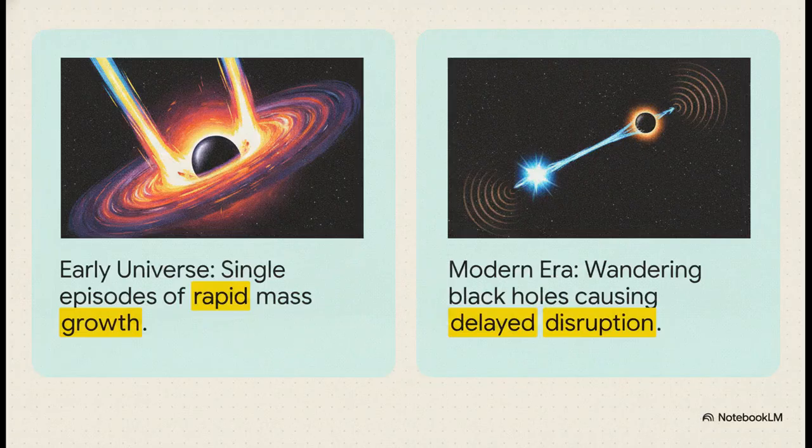So let's contrast this ancient, supercharged growth with what we see in modern observations. Back in the early universe, mass growth likely happened in these massive, single, violent episodes of super-Eddington accretion. But in the modern era, things get weird in totally different ways. Take AT2024tvd, for example. This is a wandering, rogue black hole located far from its galactic center. It completely shredded a passing star in a tidal disruption event, but it generated fast-changing radio signals months after the initial destruction.